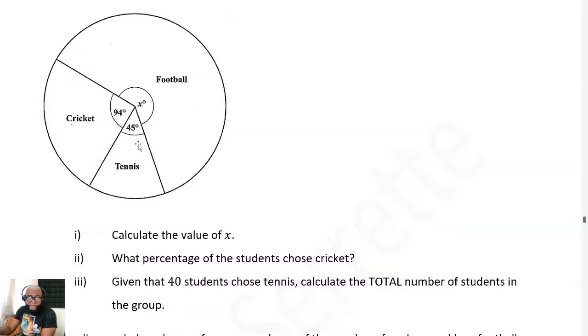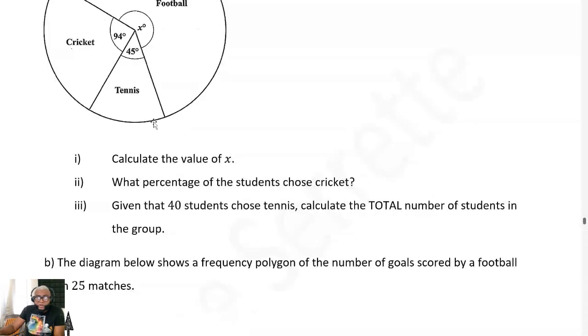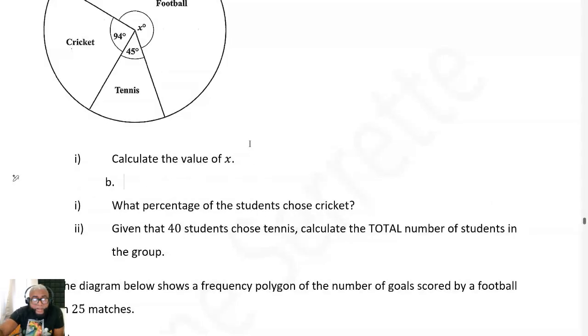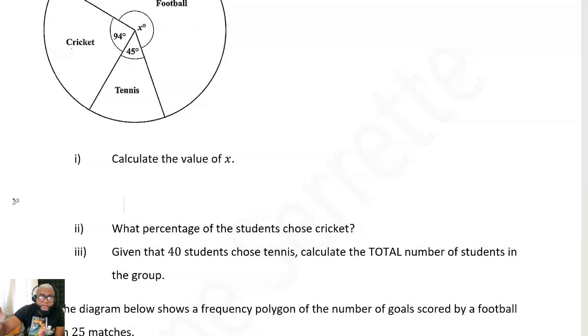We have 94 degrees for cricket, 45 for tennis. Football is X. We don't know what X is. What is the value of X? How many degrees do we have in a circle? 360 degrees. So X will be equal to 360 minus what, my children? 94 degrees.